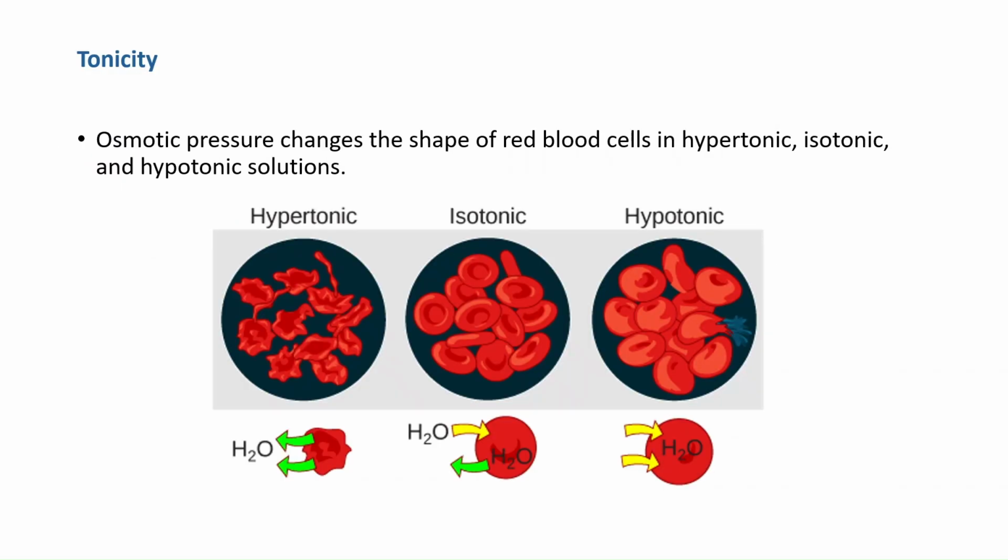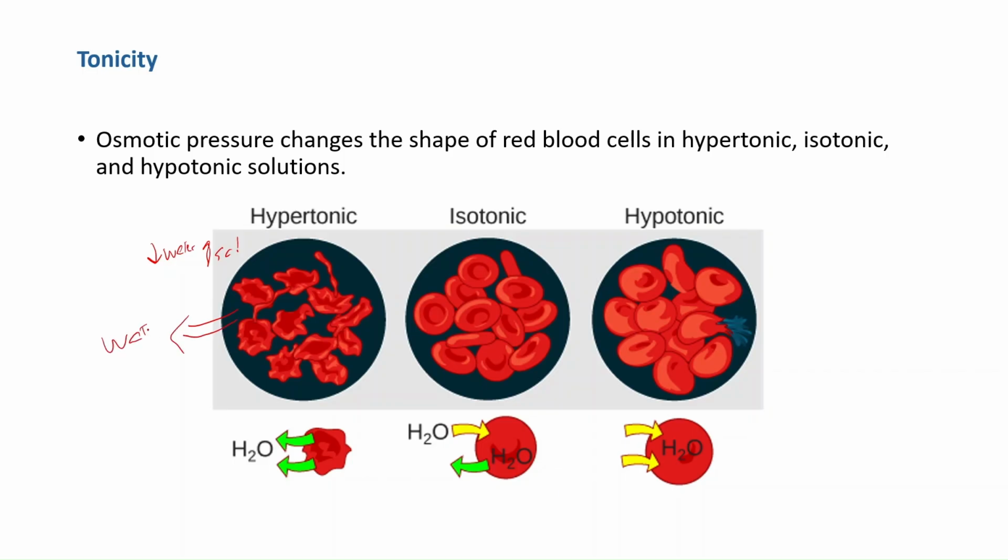What happens if you put red blood cells into three solutions? One is hypertonic, one isotonic, one hypotonic. Okay? Hypertonic means that there is a lot of solute outside, which means that there's less water. So there's more water inside than outside. By osmosis, the water is going to be moving from the inside to the outside.